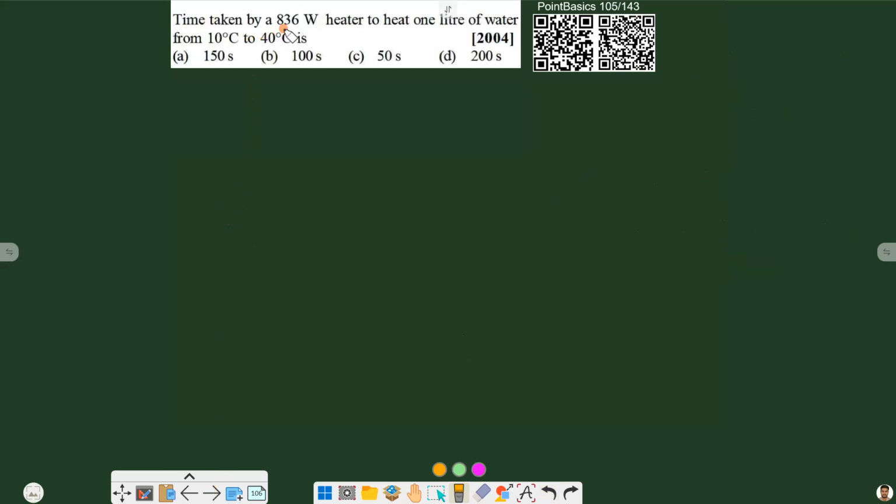time taken by 836 watt heater to heat 1 liter of water from 10 degrees Celsius to 40 degrees Celsius. So we are increasing temperature of water from 10 degrees Celsius to 40 degrees Celsius. So amount of heat required to bring this change in temperature will be mc delta T, where m is the mass of water, c is the specific heat, and delta T is change in temperature. So mass of water, for water 1 liter is equal to 1 kg.